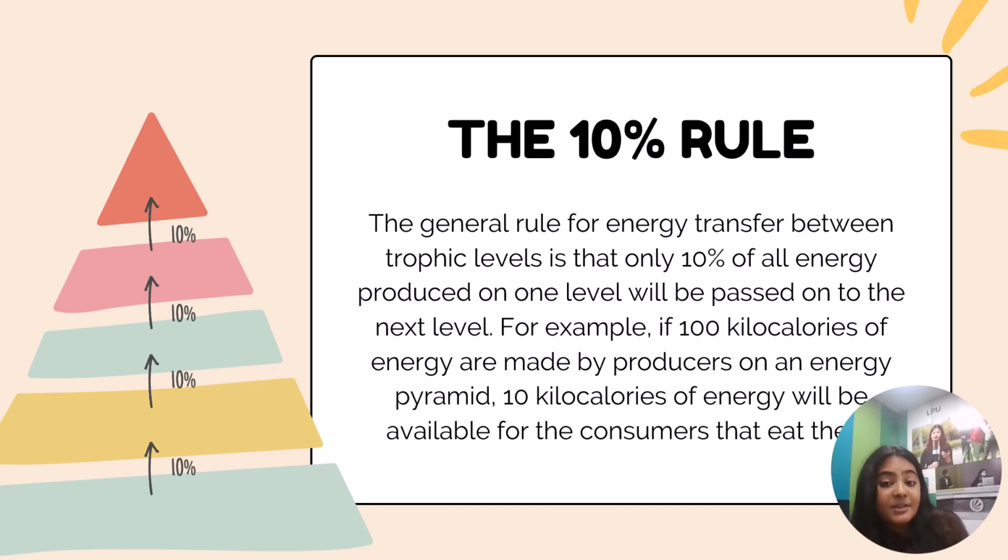Now understand the 10% rule. The general rule for energy transfer between trophic levels is that only 10% of all energy produced on one level will be passed to the next level. What does that mean? For example, at the very bottom level, producers produce, let's say, 1000 kilocalories of energy. When herbivores consume the green plants, only 10% of that energy, that is 100, will be passed on to another trophic level. Say the carnivore eats the herbivore, only 10% of the 100 kilocalories will be passed on to the next, that is 10.